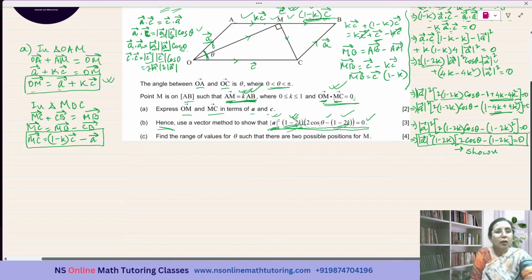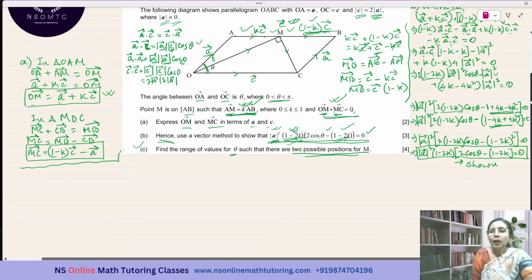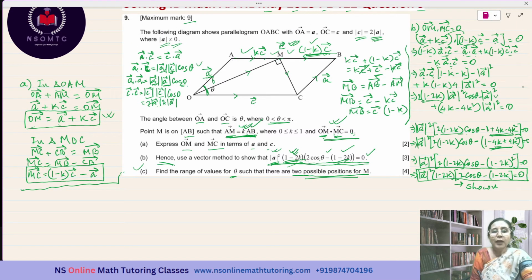So now we come to the subpart C. Find the range of theta such that there are two possible positions of M. M is over here. AM is K times AB. So if we have two possible values of K, only then we can have two possible positions of M. So we have to find theta values where we will be having two values of K, not a single value of K. Two values of K, not more than two values of K as well. Only two values of K.